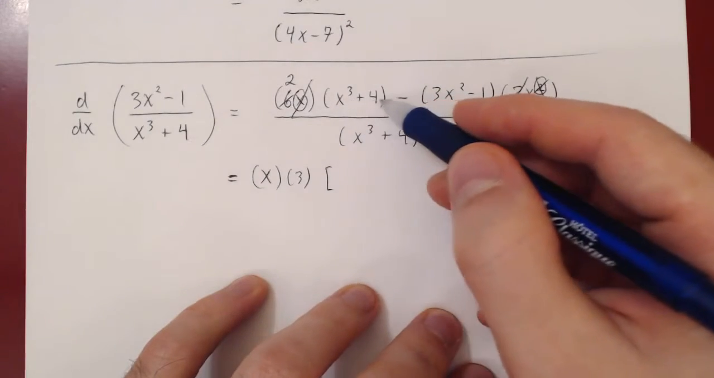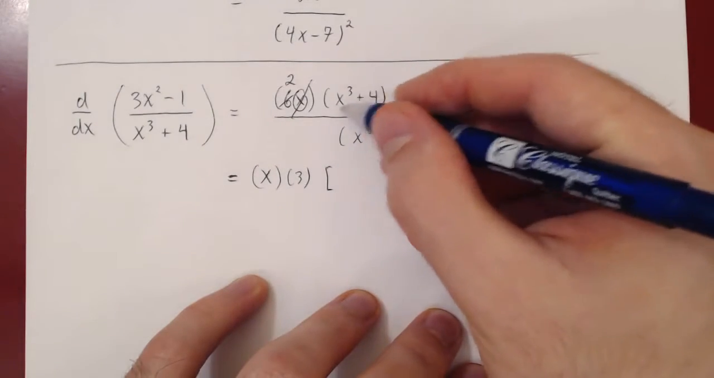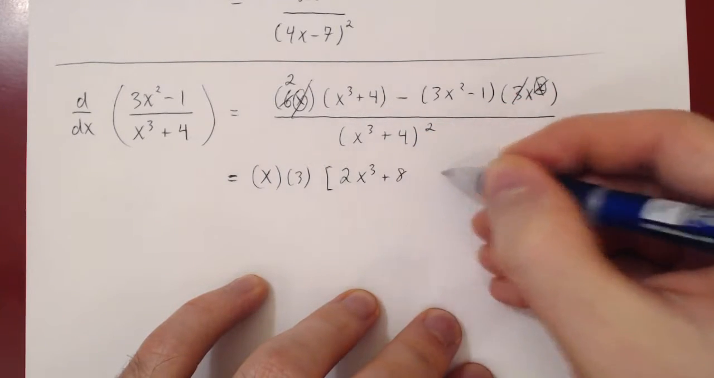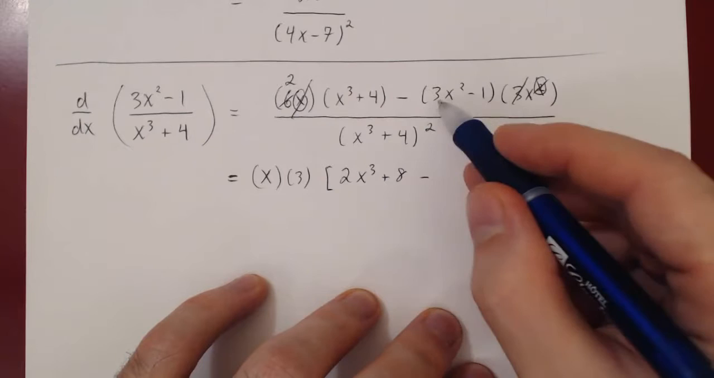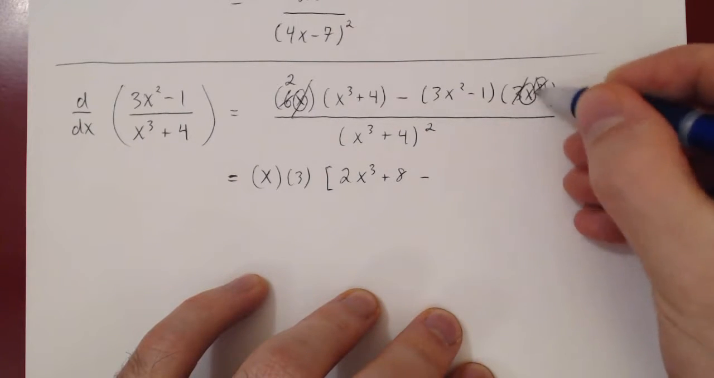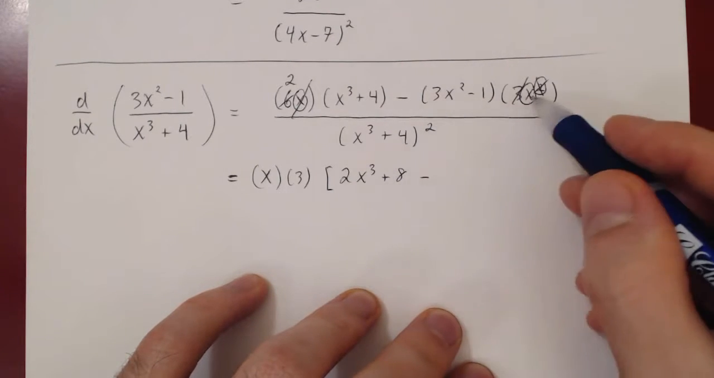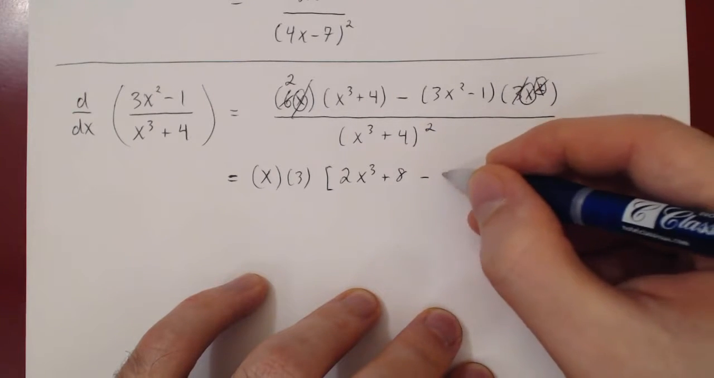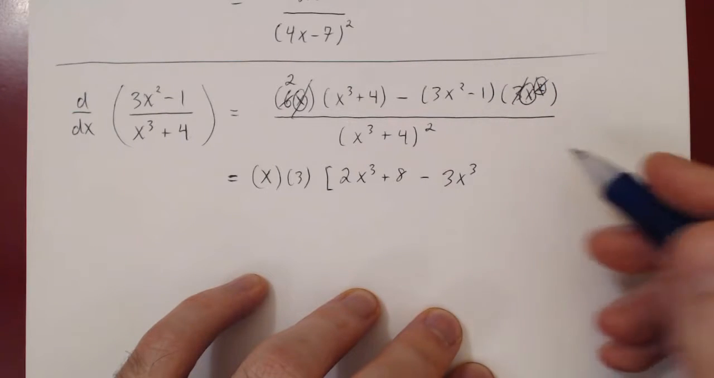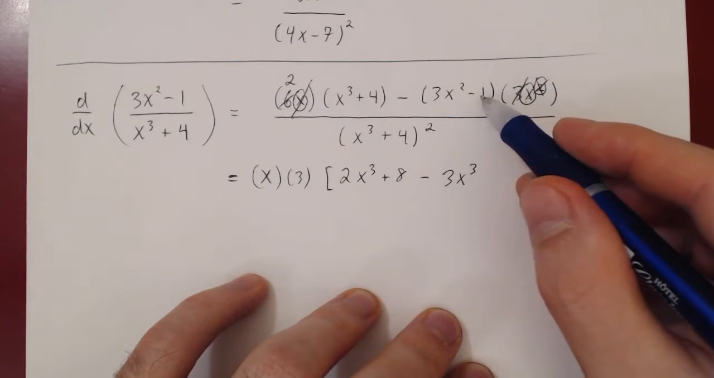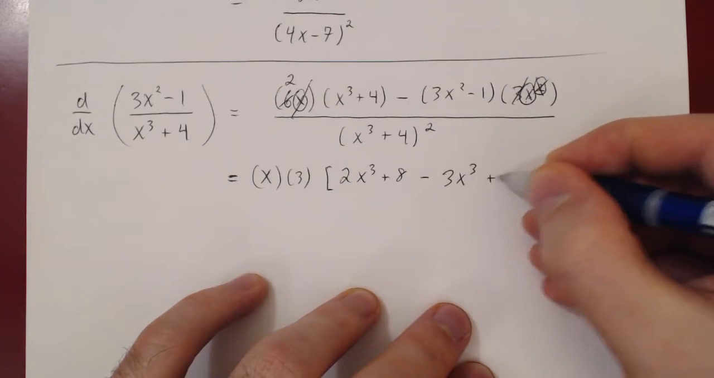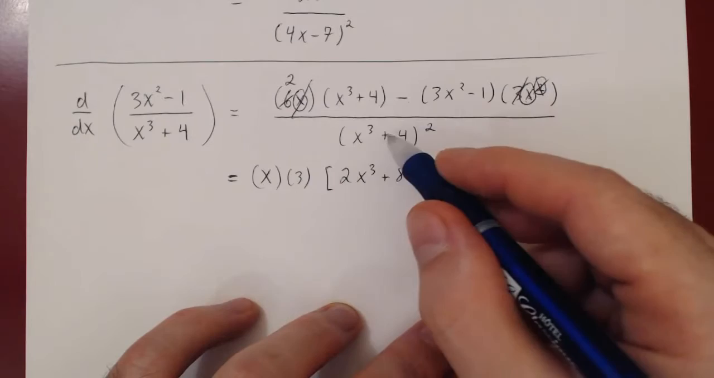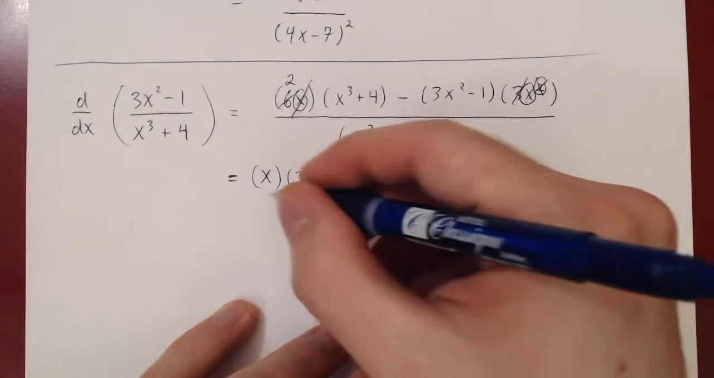Let's see what we're left with. 2 times x cubed plus 4 will give you 2x cubed plus 8 minus 3x squared minus 1 times the leftover x. Well, x times 3x squared is 3x cubed minus that, so minus 3x cubed. X times negative 1 is negative x. Negative of that, positive x. And that's our numerator, of course, all over x cubed plus 4 squared.